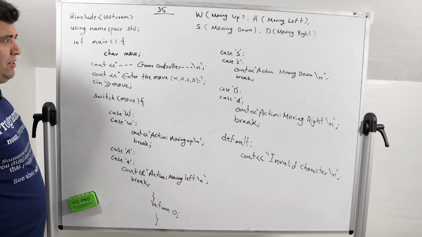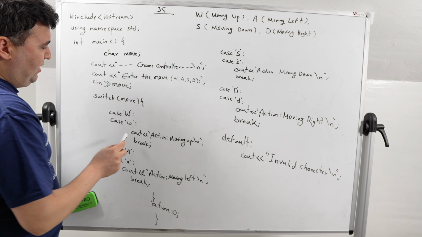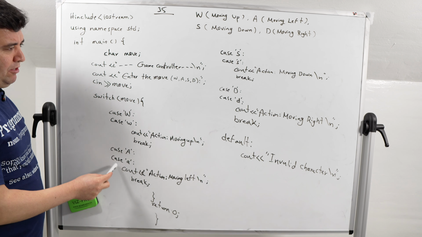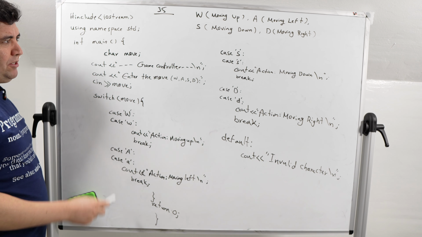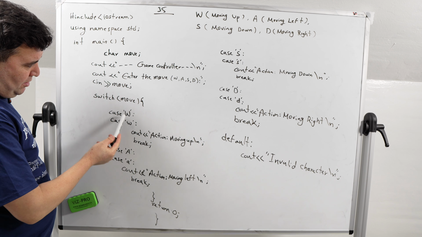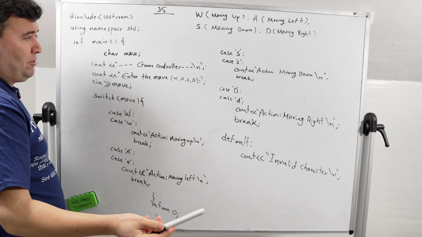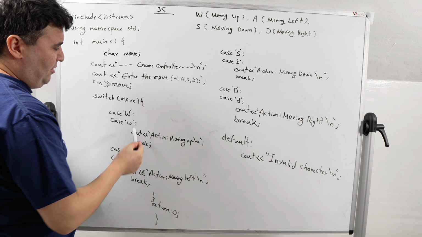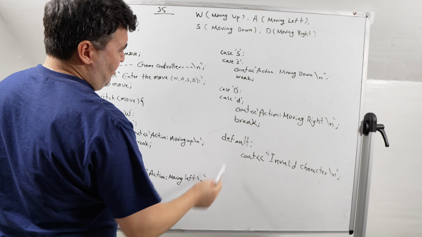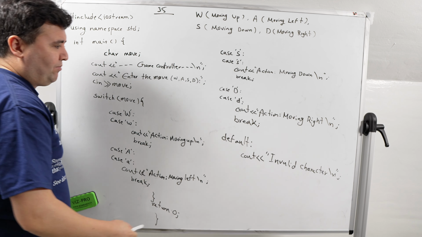And then if the user enters, for example, S, this case will not be executed, this case will not be executed, and this case will be executed because the value inside the move variable is S, and S is equal to S. So this part will be executed, and it prints out action moving down. And if the user enters D, the first cases will not be executed because the value of the variable is D now, and they are not equal. So now case D will be executed, and it says action moving right.